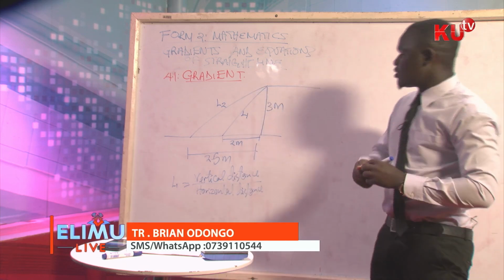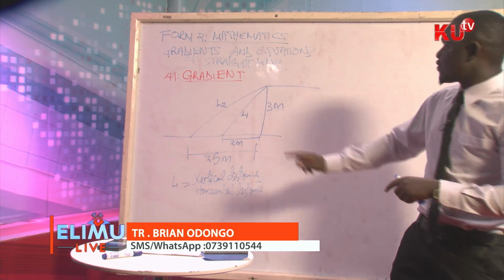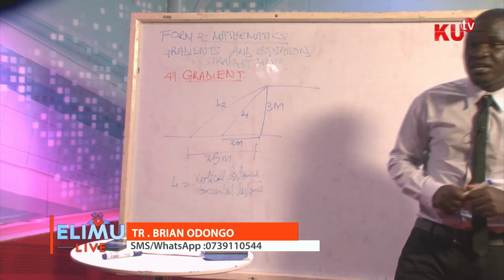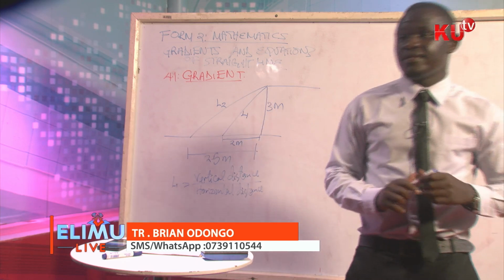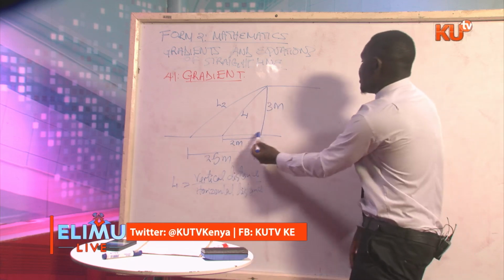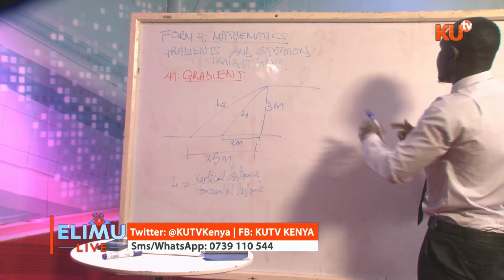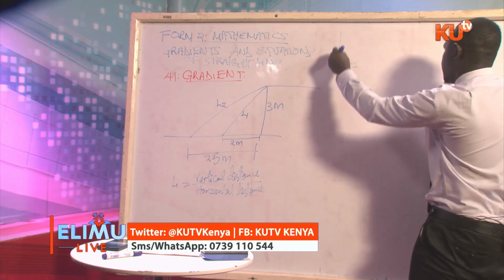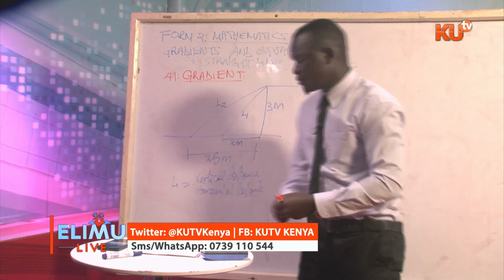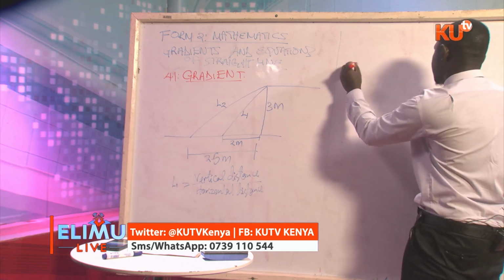Now, when I'm talking about the vertical distance, it is simply the distance from the ground vertically to where the construction is happening. And when I'm talking about the horizontal distance, this is the distance I'm talking about. So for that you'll realize that the vertical distance is now 3.